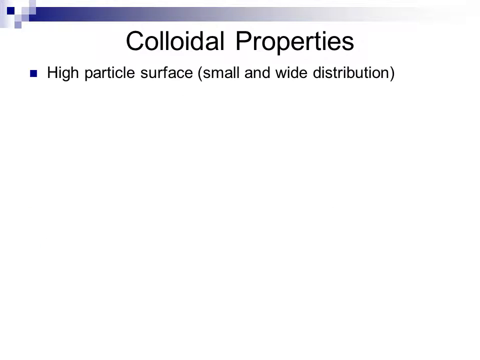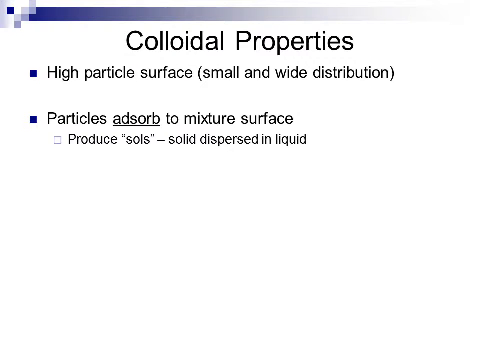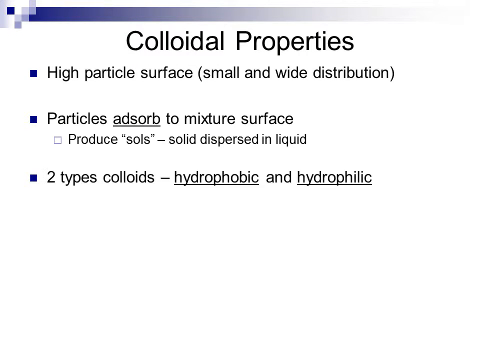Now, some colloidal properties are that they have a high particle surface area. This is because the particles are small and widely distributed. Particles other than the suspension can actually adsorb to the mixture of the suspension, which means that they will stick to the colloidal suspension, and they will produce what we call sols, or solid dispersed in liquid.